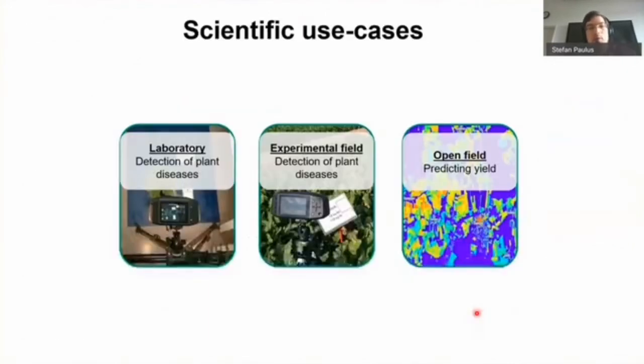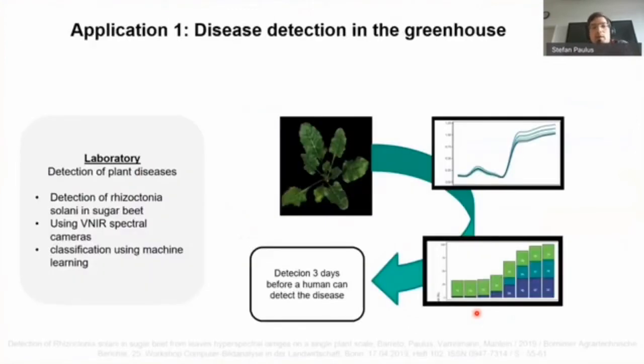So now I want to show you 3 different, let's say, scientific use cases, because these are use cases of my daily work. The first one is an application where we have the disease detection in the greenhouse. And here we used sugar beet and an infection with Rhizoctonia solani, and we used the Vimeo camera measuring from 380 to 1000 nanometers, and we extracted the spectrum of each plant.